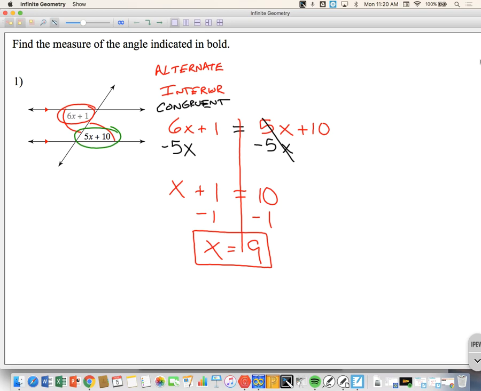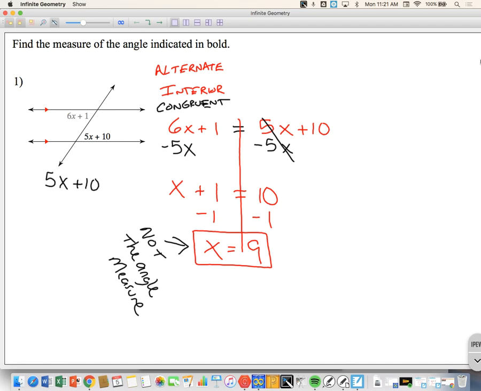This is the value of x, not the angle measure. We have to use this value of x to find the angle measure. So let's look back at our original diagram. I know the measure of one of the angles is 5x plus 10. So I'm going to take that 5x plus 10, and I'm going to substitute in our x value.